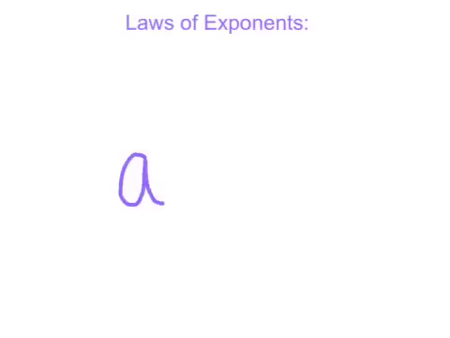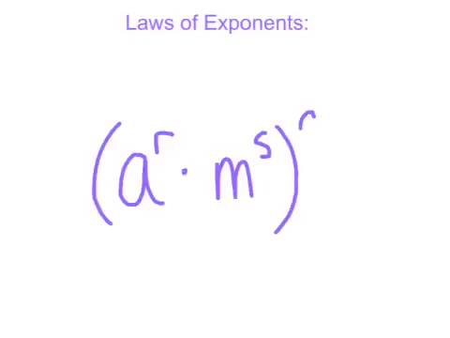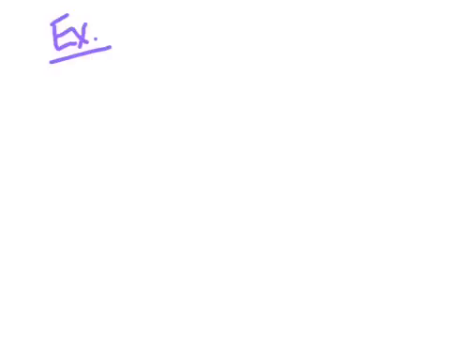So what if we had a product, so we're multiplying a product raised to a power. And we have a shortcut for this, but it's kind of hard to see when we're looking at letters, so let's look at an example with numbers instead.